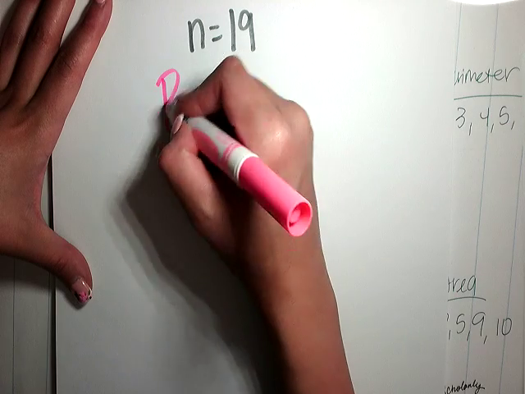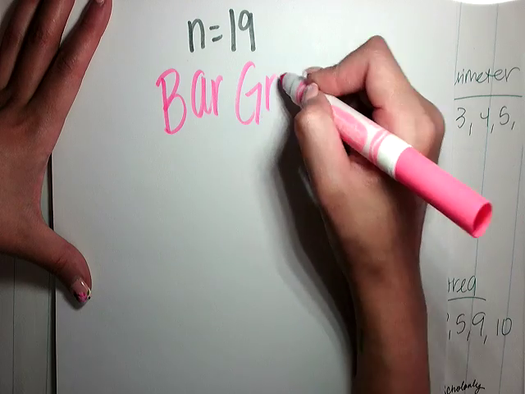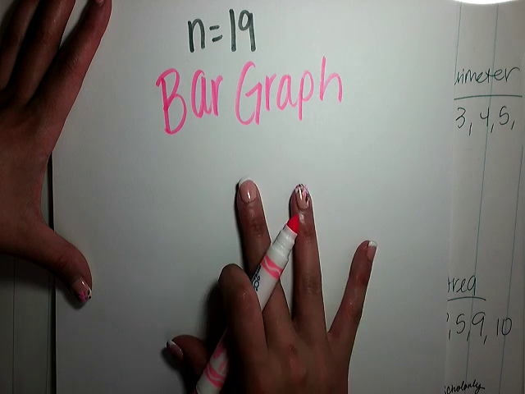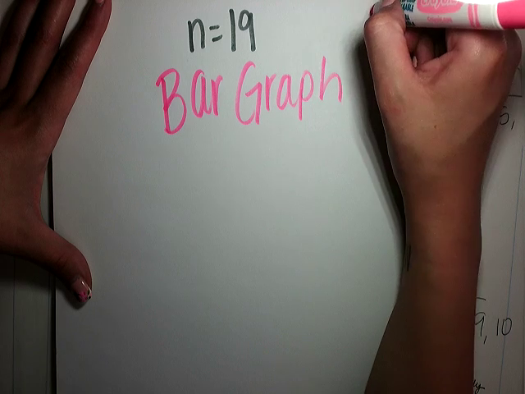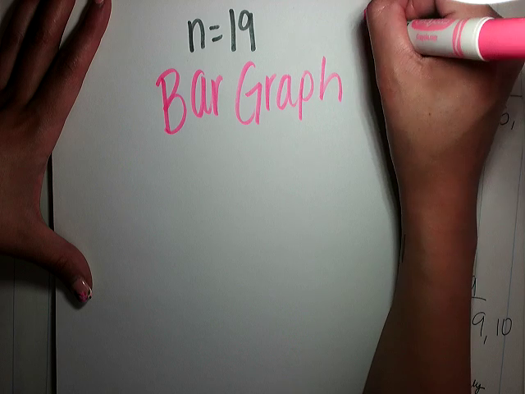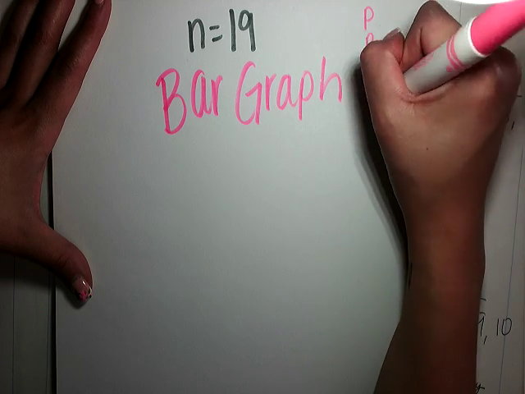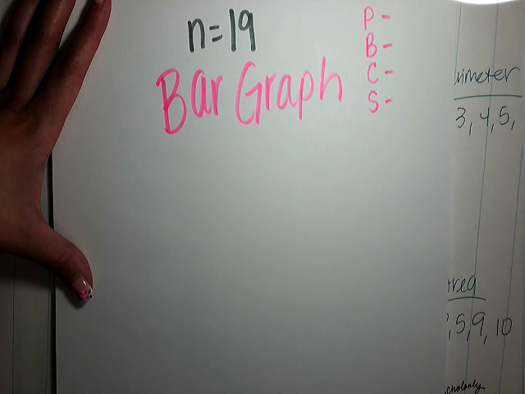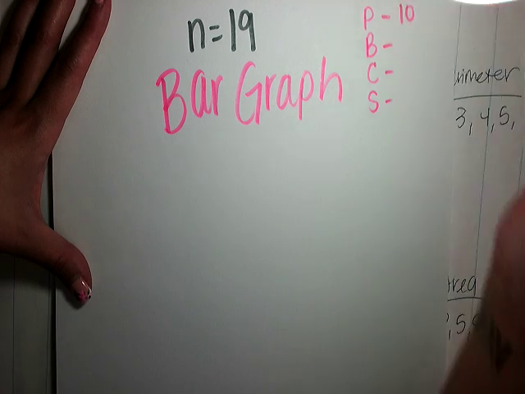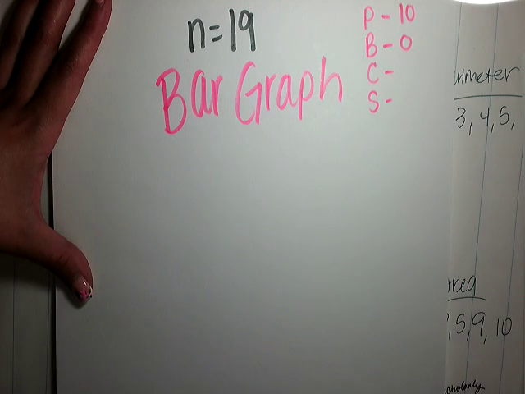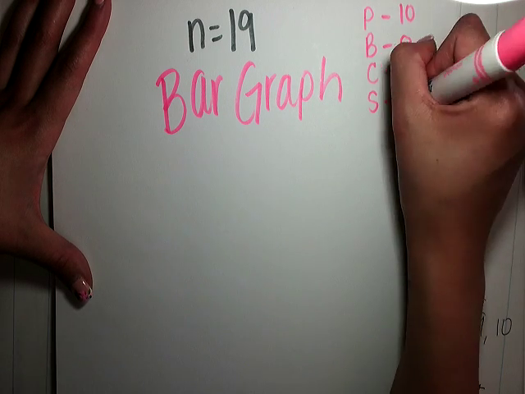So I want us to focus on bar graphs for today. So a bar graph always needs a title, okay? So we're going to be focusing on the Pokemon question, the one that we've already talked about. So remember, you had 4 choices. We had Pikachu, we had Bulbasaur, we had Charmander, and we had Squirtle. So I'm just going to write the data over here. So for Pikachu, 10 of you said you liked Pikachu. For Bulbasaur, 0 students chose Bulbasaur. Charmander, 5 students chose Charmander. And then 4 students chose Squirtle.